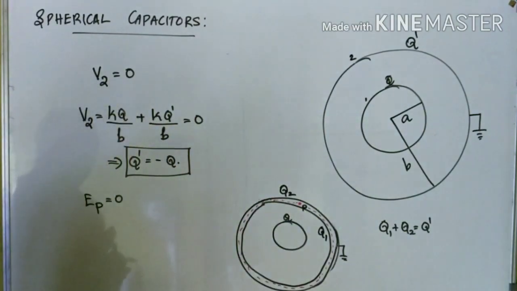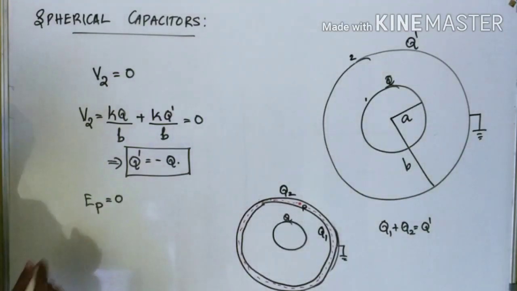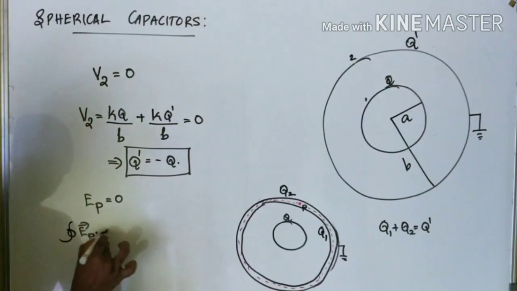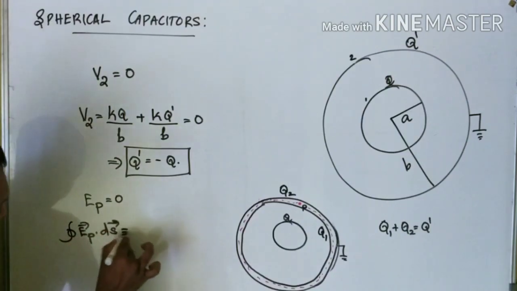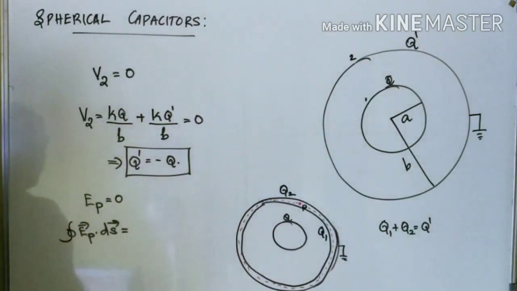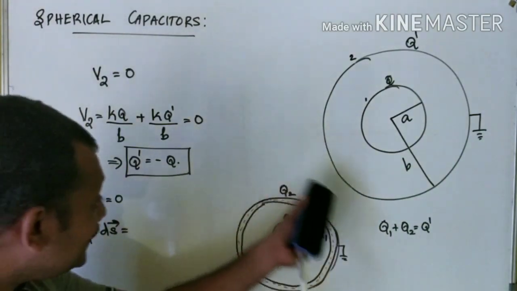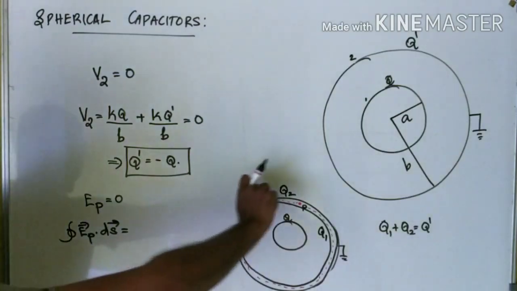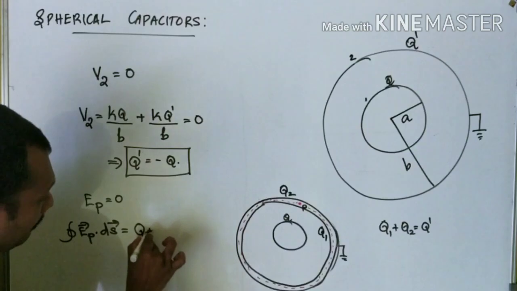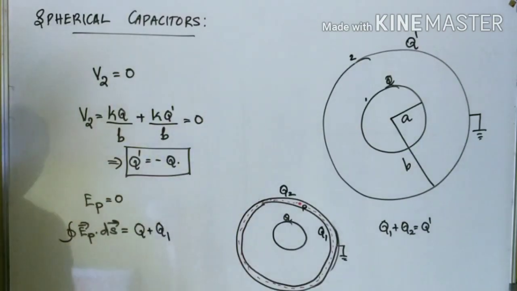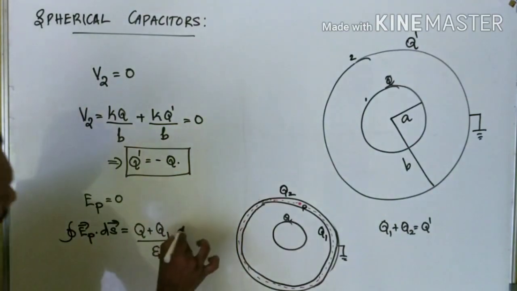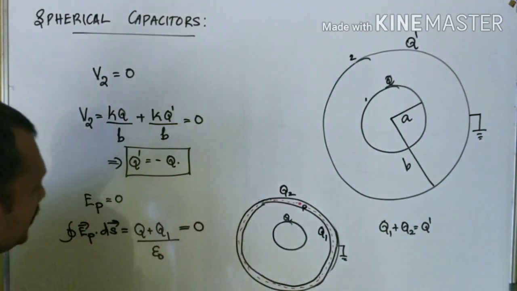Applying Gauss's law, closed integral of E_P dot dS is equal to the charge enclosed by the Gaussian surface. What is the charge enclosed by this Gaussian surface? It is Q plus Q1, divided by epsilon 0. Now I will tell you this side of the equation is equal to 0.